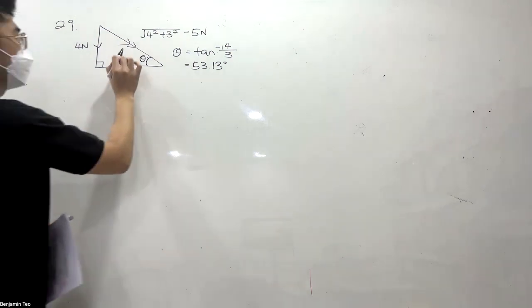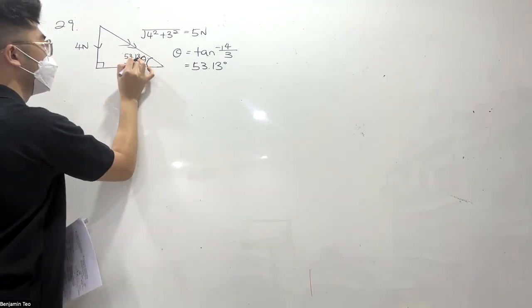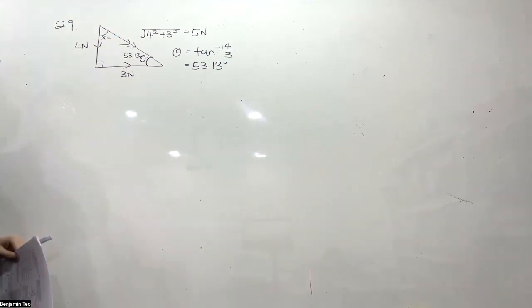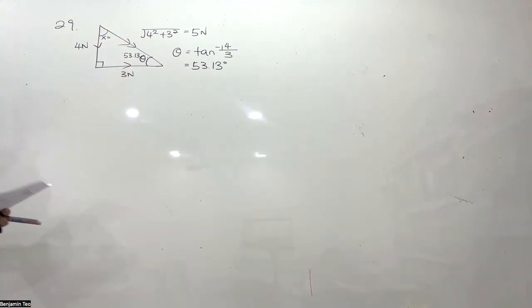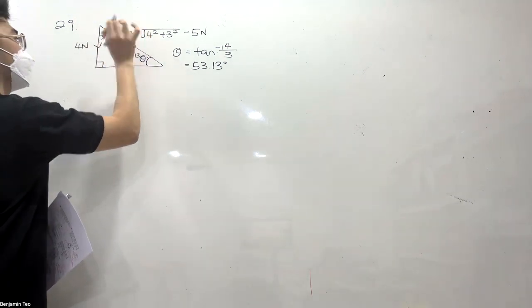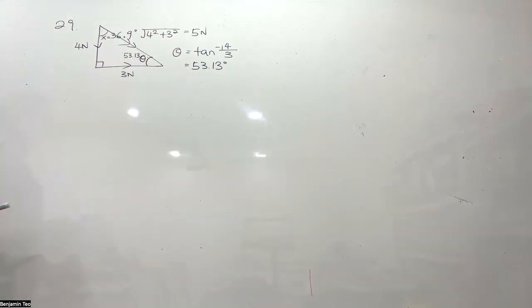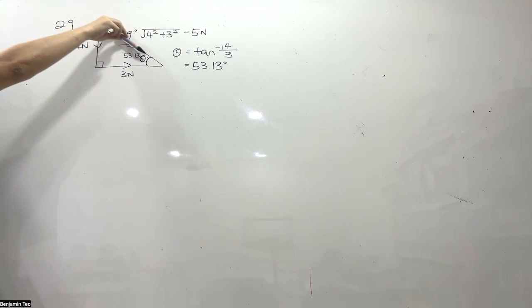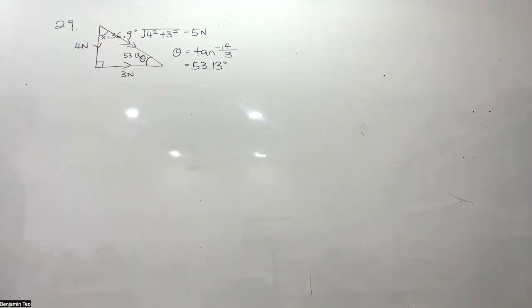Okay, 53.13 is this angle. What about this angle x? 180 minus, you get 36.9 degrees. So the direction is 36.9 anti-clockwise from the 4 Newton force. So from the 4 Newton force, 36.9 anti-clockwise. This is the direction of the force.